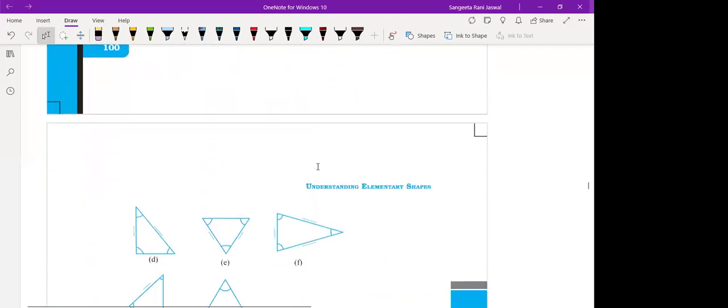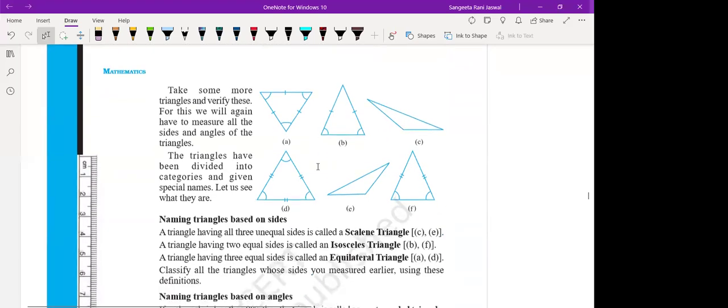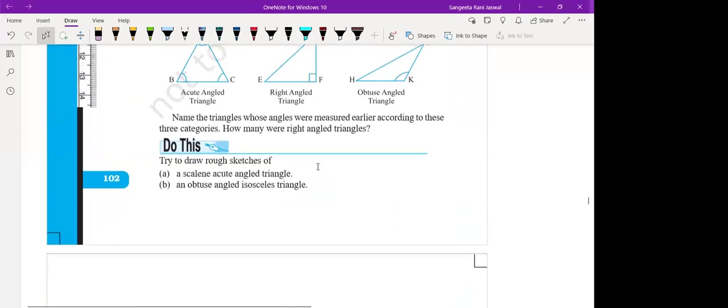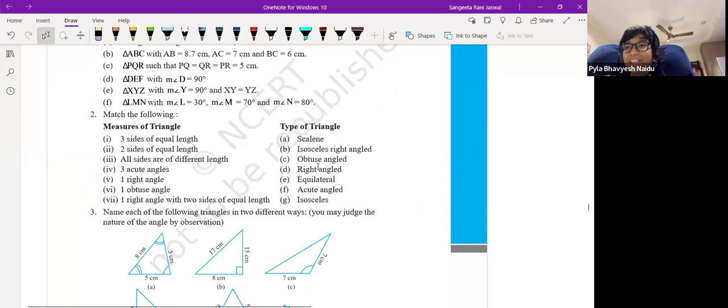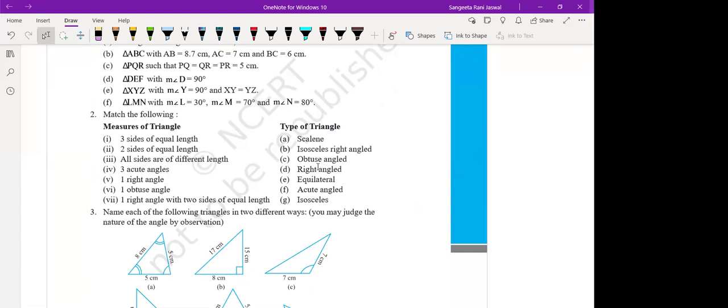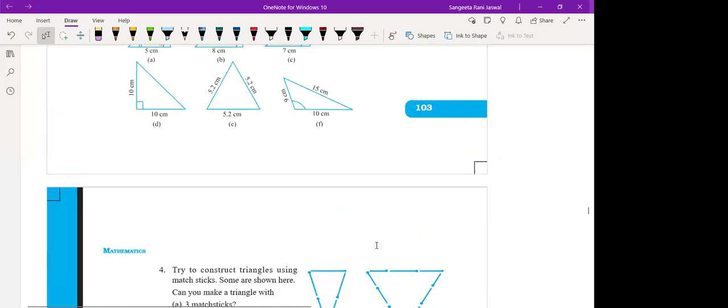Okay, now classification of triangles. Now see, we have so many different triangles. They can be classified on the basis of their sides or on the basis of their angles also. Let's take a quick recap of that. Let's see the first classification, based on angles.